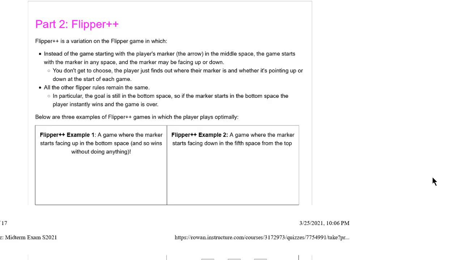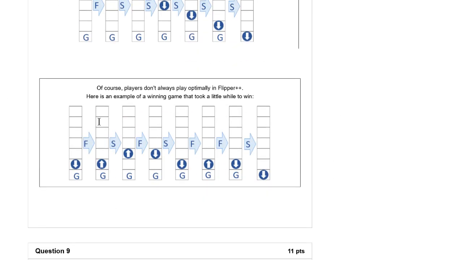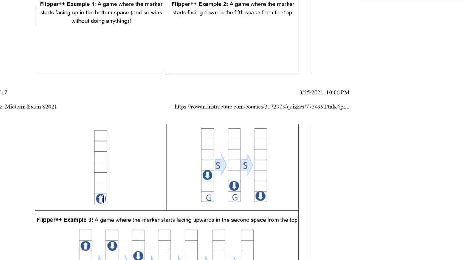Okay, so let's talk about this next game, Flipper Plus Plus. Flipper Plus Plus is exactly the same as regular old Flipper, except that now the game starts with the marker in any space facing up or down. In particular, the goal is still in the bottom space. So if the marker starts in the bottom space, the player instantly wins and the game is over. So I give you a number of possible scenarios that might happen, including the player just starts in the goal.